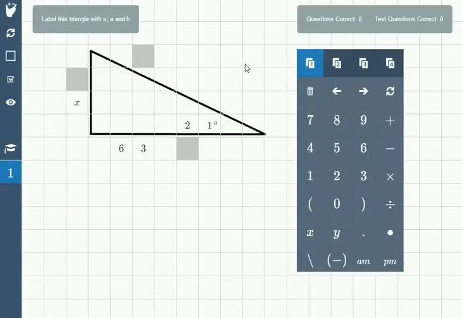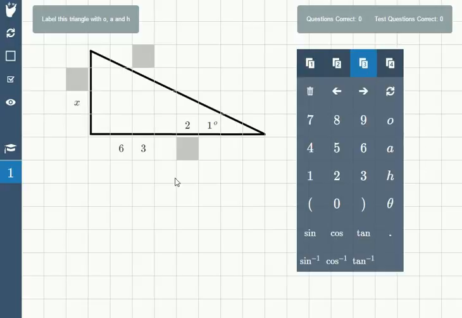To answer this question, we need to label the hypotenuse and the opposite and adjacent sides of this triangle. And to do that, we're going to use the letters O, A, and H: O for opposite, A for adjacent, and H for hypotenuse. To do that, we're going to need to use the third tab on the floating menu because that has the O, A, and H values on it.